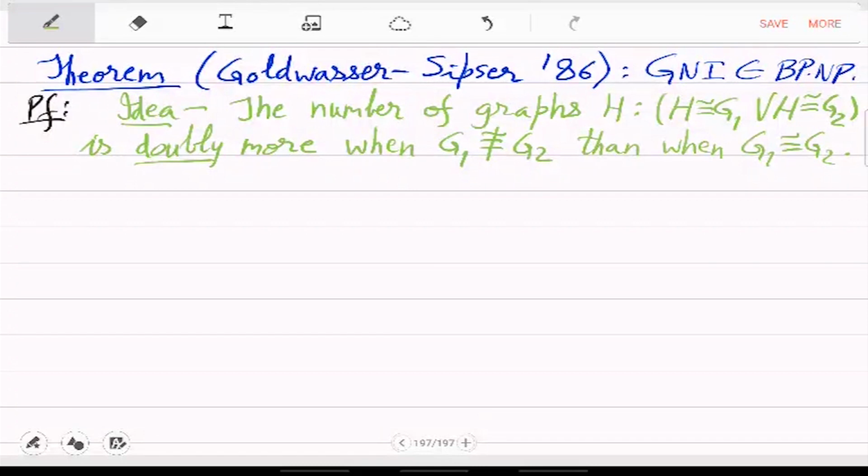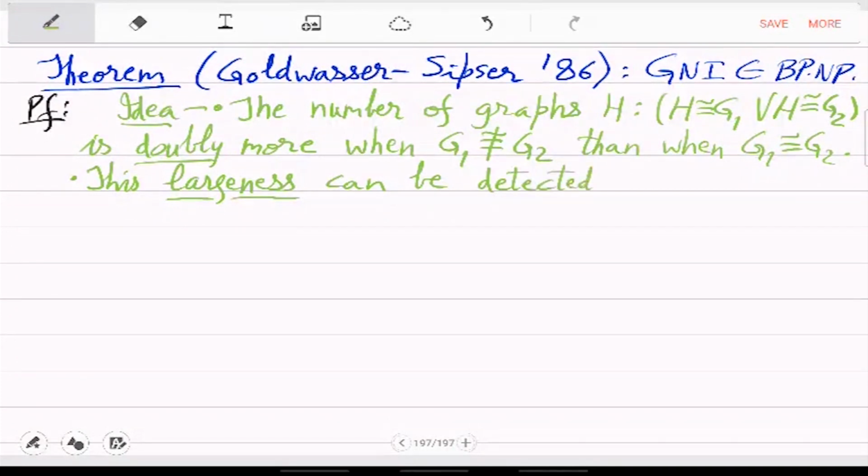Okay. So can we utilize this gap to give a small certificate that they are not isomorphic? This largeness can be detected in NP. So that's what BP.NP is good for. It will be able to detect that the number of H is more, and hence G1, G2 are non-isomorphic.